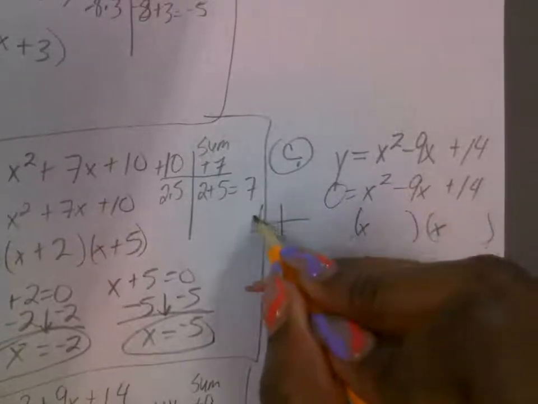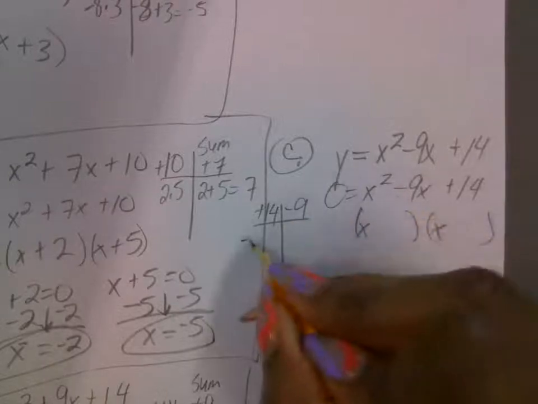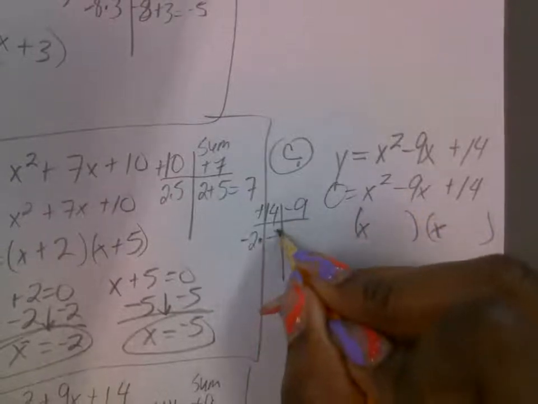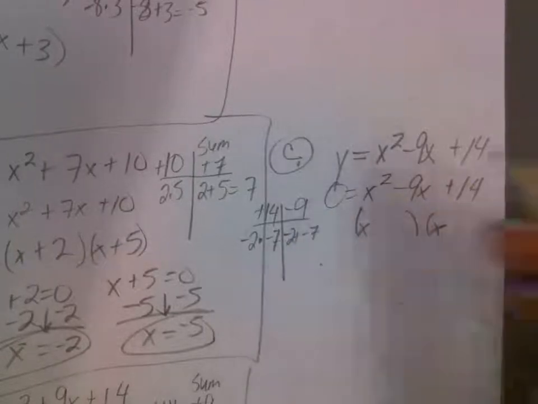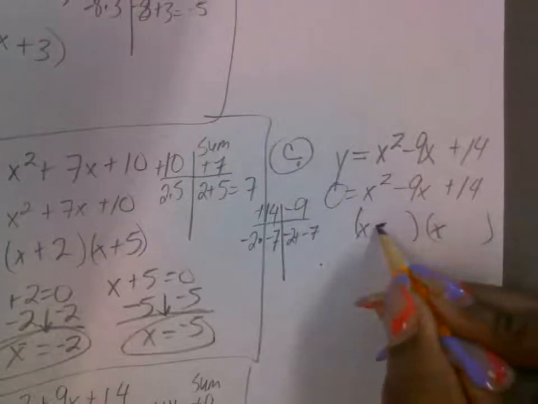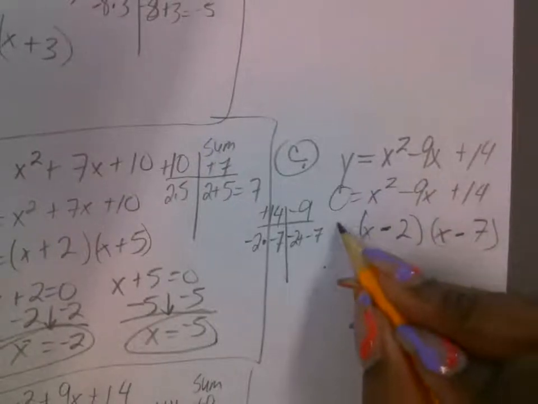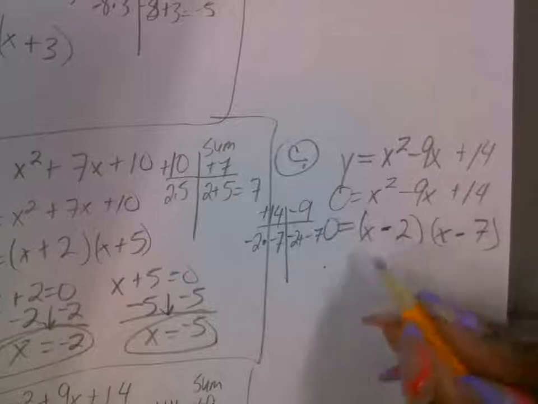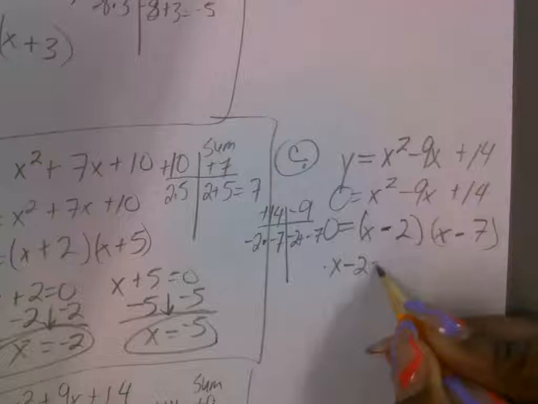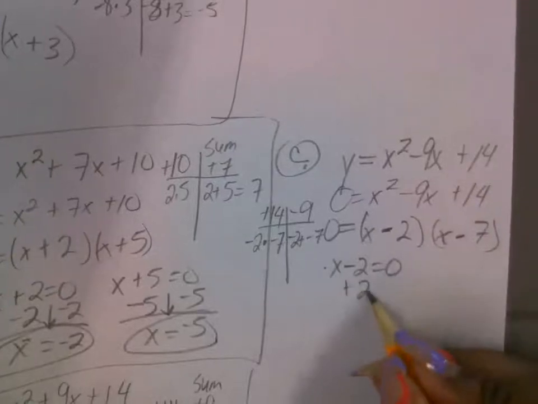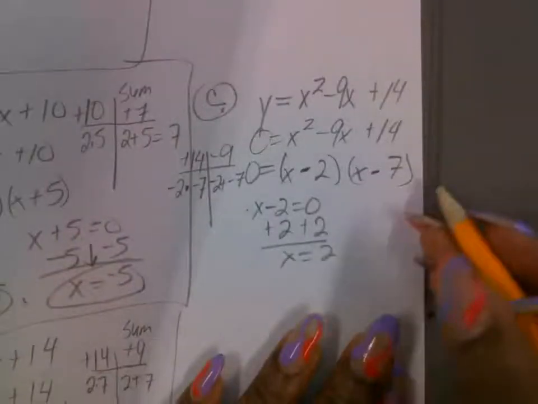So you got 14, and this time it's negative 9. So you got negative 2 times negative 7. So when you add those together, negative 2 plus negative 7, yes, that gives you a negative 9. So this is minus 2, this is minus 7. So now you're going to set each of these equal to 0 to see where the parabola crosses the x-axis. So this is x minus 2 is equal to 0. You add 2 to both sides to get x by itself, and you get x is equal to 2.